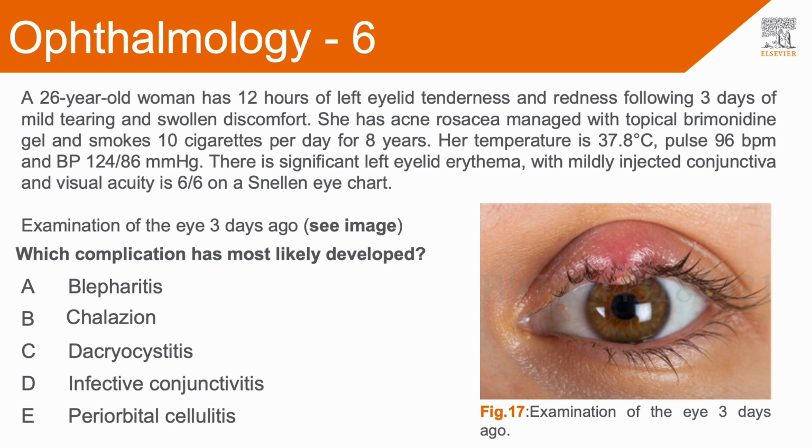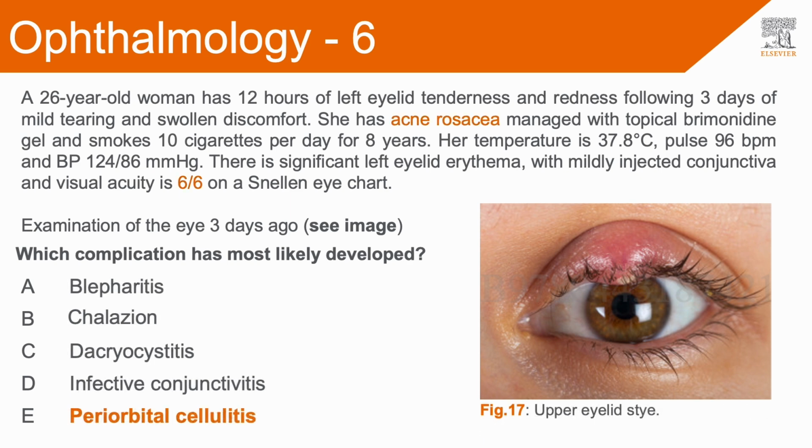124/86. There is significant left eyelid erythema with mildly injected conjunctiva, and visual acuity is 6/6 on the Snellen eye chart. Examination of the eye 3 days ago is shown in Figure 17. Which complication has most likely developed? A. Blepharitis, B. Chalazion, C. Dacryocystitis, D. Infective conjunctivitis, or E. Periorbital cellulitis.